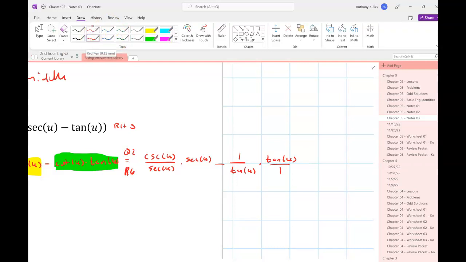Now look what happens. What can we do? The first fraction, the secants can cancel. The second fraction, the tangents can cancel. So a little bit of reducing, and we're left with cosecant u minus 1. That feels like a good place to stop there.